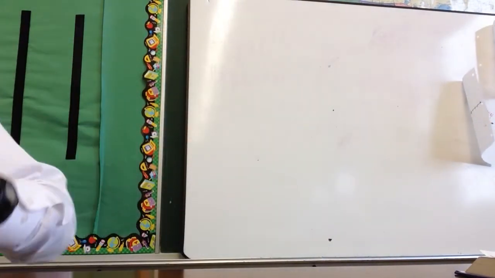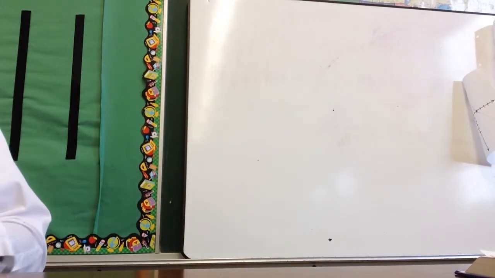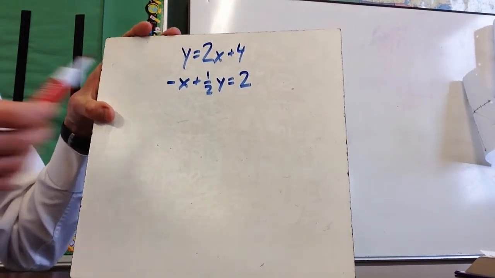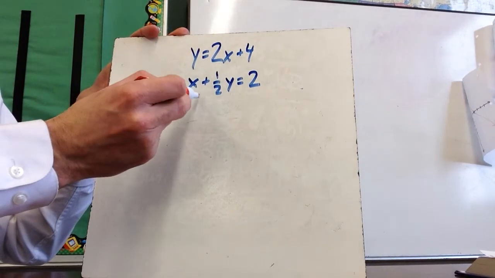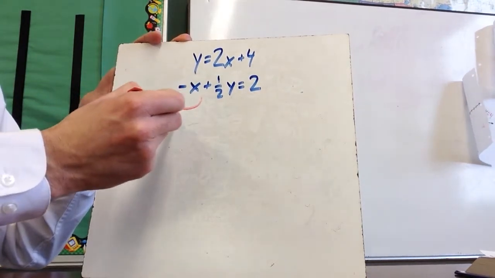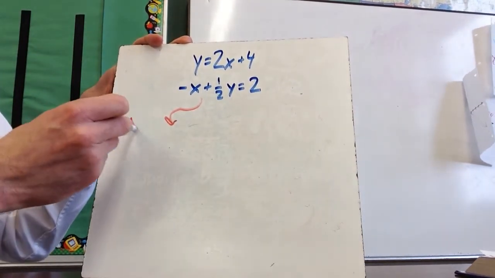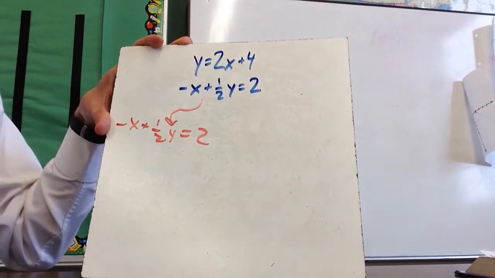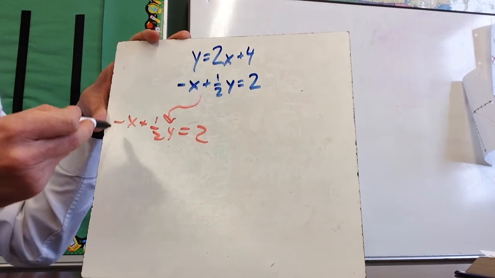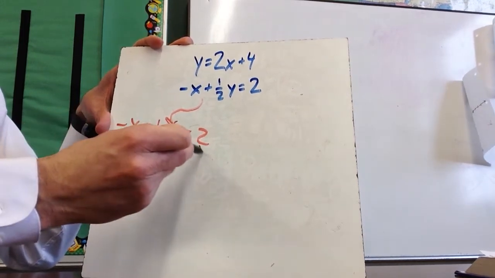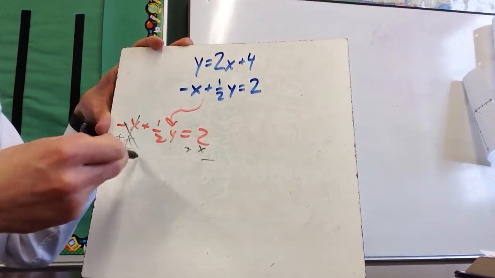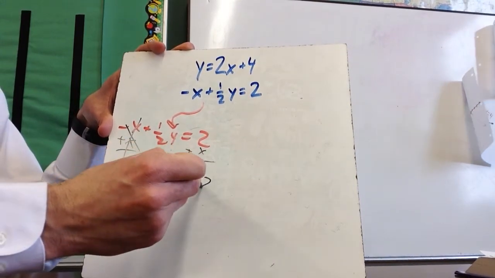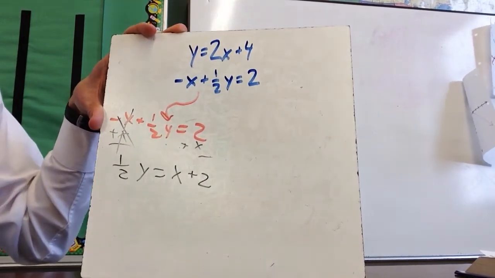All right, and then a second problem that might come up is one like this, and since this is not in y equals mx plus b, let's try to get that into y equals mx plus b. So rewrite this. First thing I would do is add x to both sides. So this will cancel out. I'm left with 1/2 y equals, I'm going to write it as x plus 2 instead of 2 plus x because I want to have it y equals mx plus b.